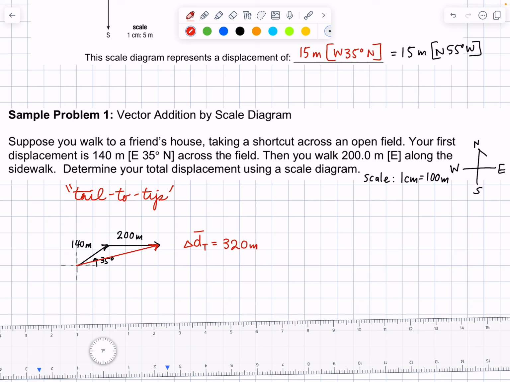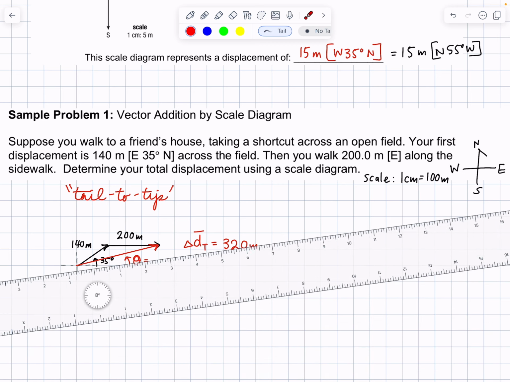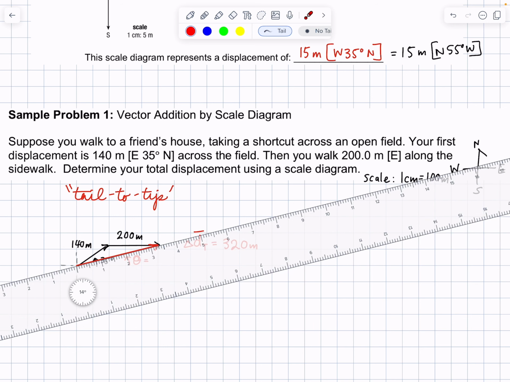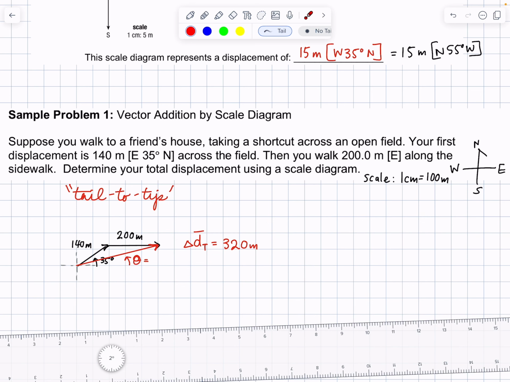And to find the direction, we need to find the angle north of the east line. An alternative would be to find the angle east of the north line. I'm going to find this one using my protractor, line it up, and I end up with 14 degrees. So the direction of this is 14 degrees north of east.